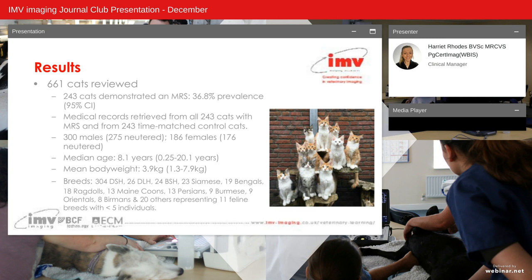There were 304 domestic short hairs, 26 domestic long hairs, 24 British short hairs, 23 Siamese, 19 Bengals, 18 Ragdolls, 13 Maine Coons, 13 Persians, 9 Burmese, 9 Orientals, and 8 Burmans, and then 20 other cats, which represented 11 other feline breeds, but each had fewer than 5 individuals.